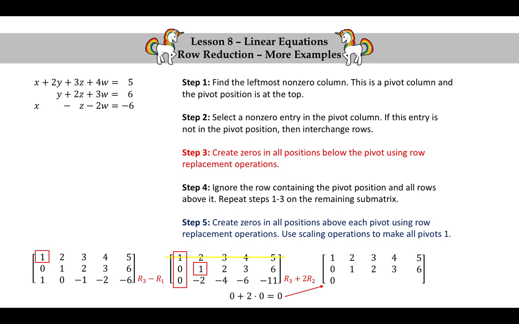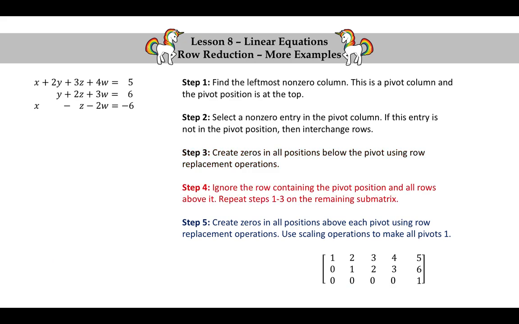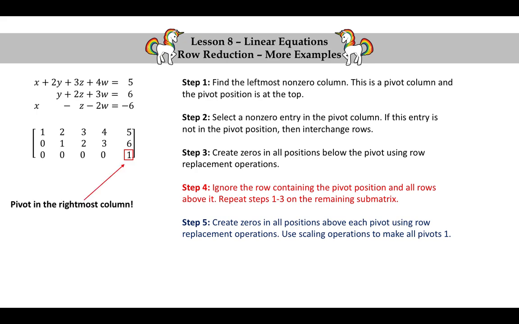So again, column by column, we have 0 plus 2 times 0 is 0. Negative 2 plus 2 times 1 is 0. Negative 4 plus 2 times 2 is 0. Negative 6 plus 2 times 3 is 0. And negative 11 plus 2 times 6 is negative 11 plus 12, which is 1. Okay, now this matrix is in row echelon form. Notice that there's a pivot in the rightmost column. And remember, whenever this happens, the original system of equations has no solution.